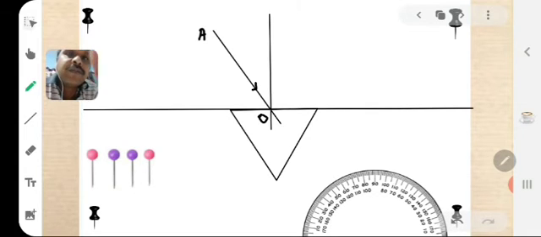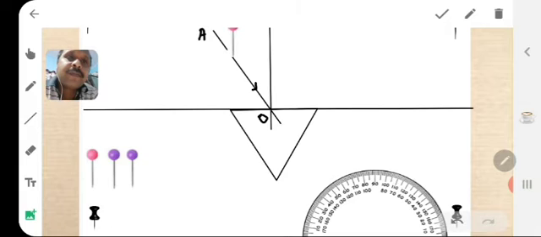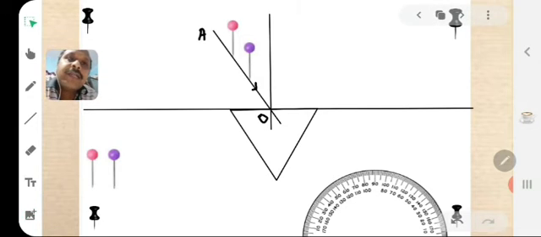So now we have to place these pins on the incident ray at a certain distance. So let the first pin be put like this, and let the second pin be put like this. So we have placed the two pins in front of the refracting edge of this prism. These two pins will be acting as the object, and we have to watch these two pins from the other side of the prism and find out its image.